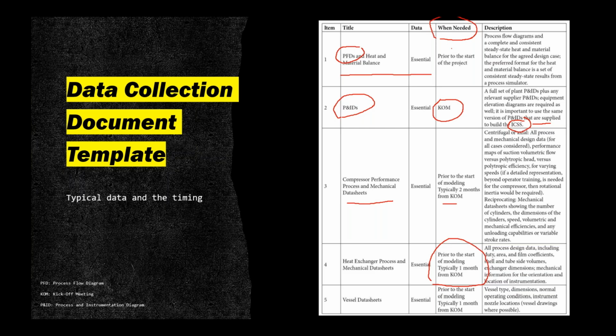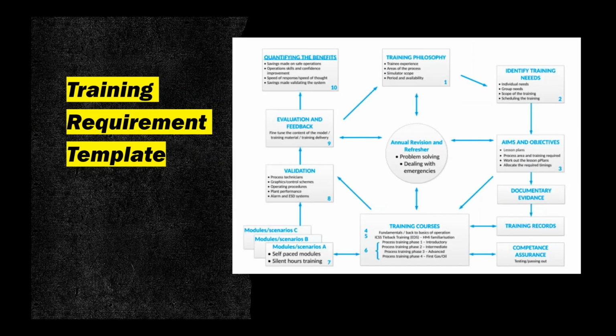And this is the training requirement template. So the training requirement template, you have number one, start here with training philosophy. So you need to measure the training experience, the area of the process, the simulator scope, period and availability. And then try to do scoping, identify training needs, okay? And also the schedule, aims and objectives.